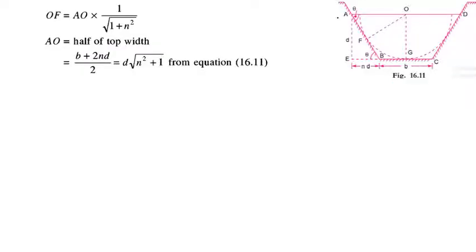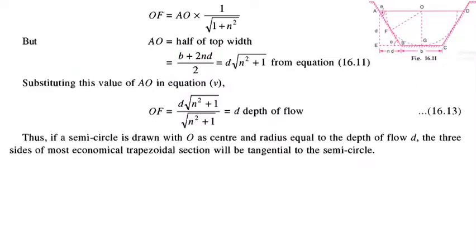That is, here, OF is equal to AO into sin theta. Instead of sin theta, we substitute 1 by square root of 1 plus N square. So AO is the half of top width. Half of top width, we already know it is b plus 2 into nd by 2, which is also d into square root of n square plus 1. This we know from the derivation which we did before the proof. So this we know before the derivation and this we got now.